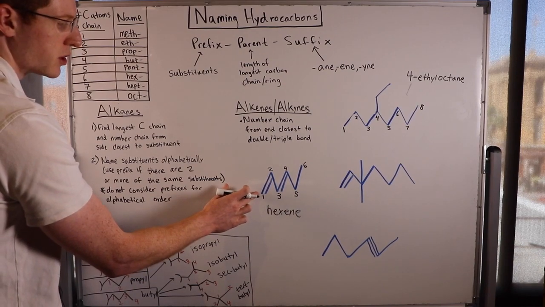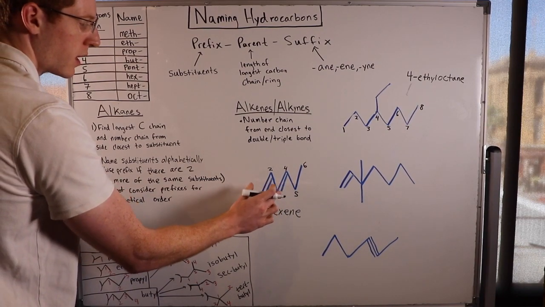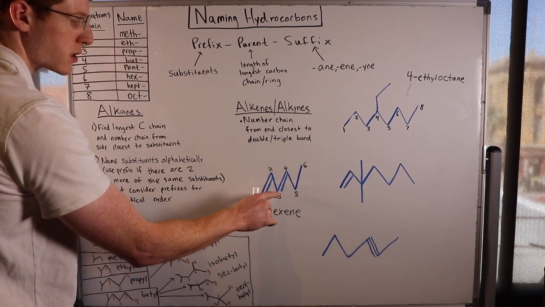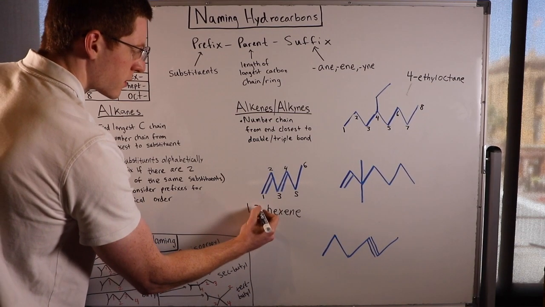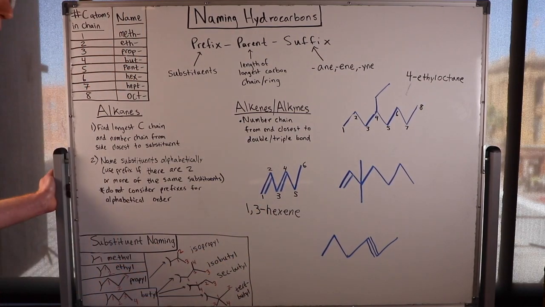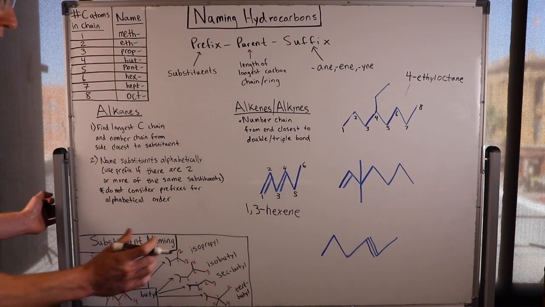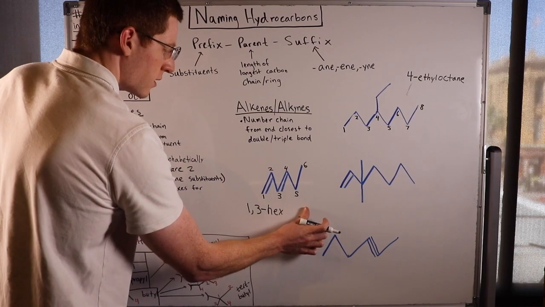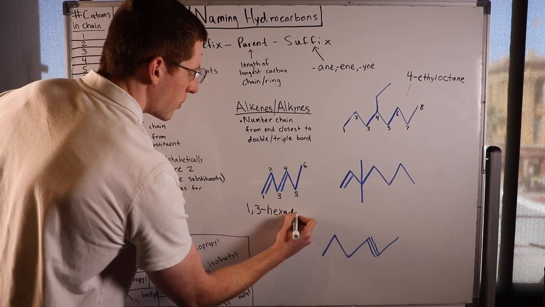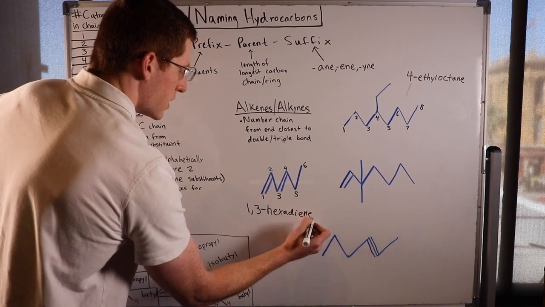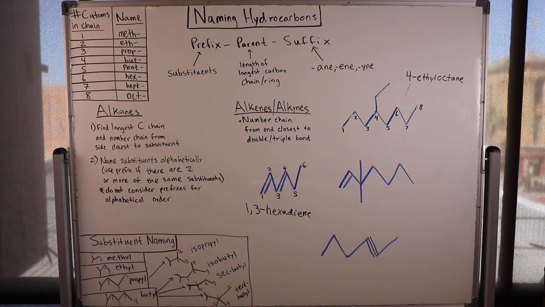and we have to also denote where these double bonds are. This one starts at 1, and this one starts at 3. So you might think 1, 3 hexene, but when there are 2 double bonds, you actually say 1, 3 hexadiene for 2 double bonds. The di means 2, so this is 1, 3 hexadiene.